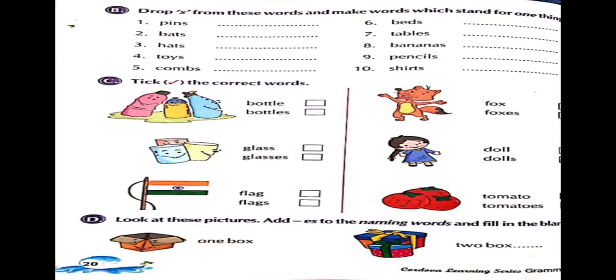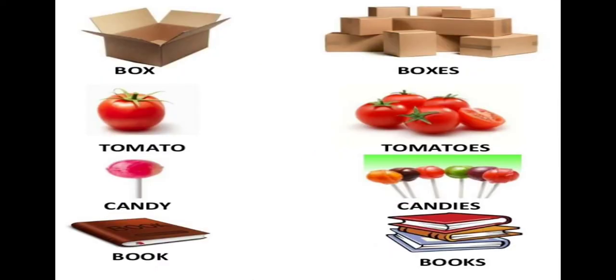Understood? For example, see. In the first picture, there is only one box. And in the second picture, there are so many boxes. So, we have added es. Understood? See the second picture. It is of tomato. What you have to add? You have to add es to tomato. Then it will become tomatoes.